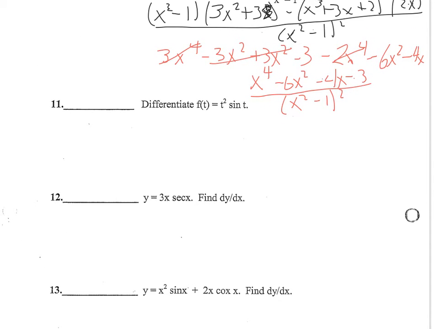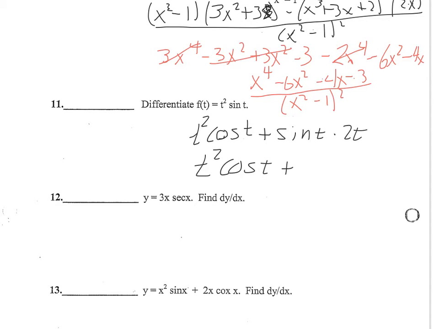Now this is a product rule, so I'll leave the first, t squared, times the sine of t, which is cosine t as its derivative, plus sine t times 2t. So now the derivative, let's just clean this up a little bit. And I suppose if you wanted to, you could factor out a power of t, but I'm just going to leave it. Alright, so it's 2t sine t.